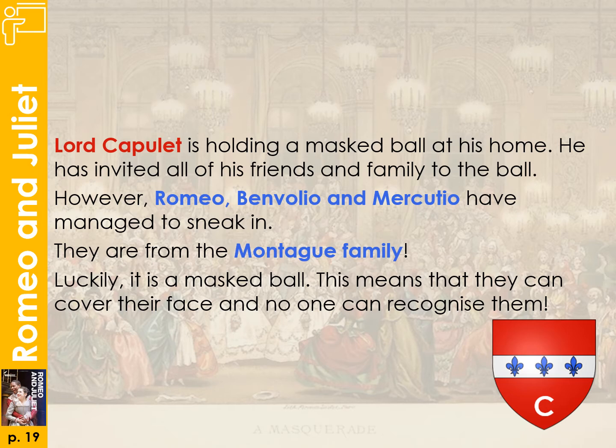And we know that this is going to be problematic because the Capulets and the Montagues are sworn enemies, and we've already seen at the beginning of the play that they're fighting in the streets of Verona, they're spilling blood, and the prince has had to step in and threaten them with execution if they should continue to fight. So this is a very, very dangerous thing that Romeo and Benvolio and Mercutio are doing. Luckily, because it's a masked ball, they can cover their faces and no one will recognise them.